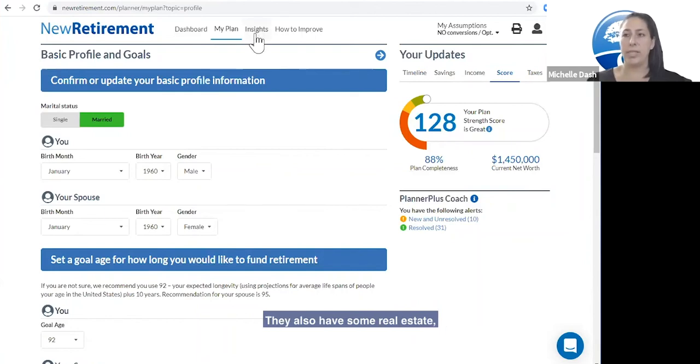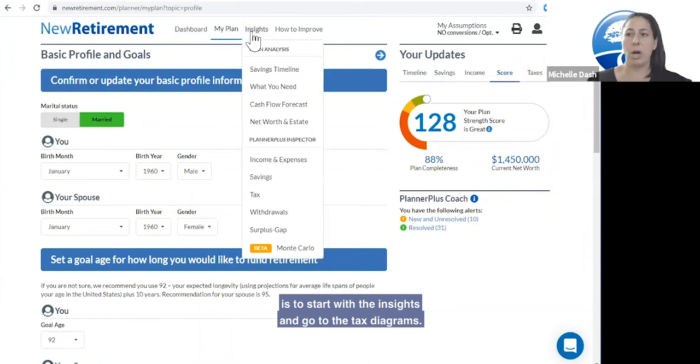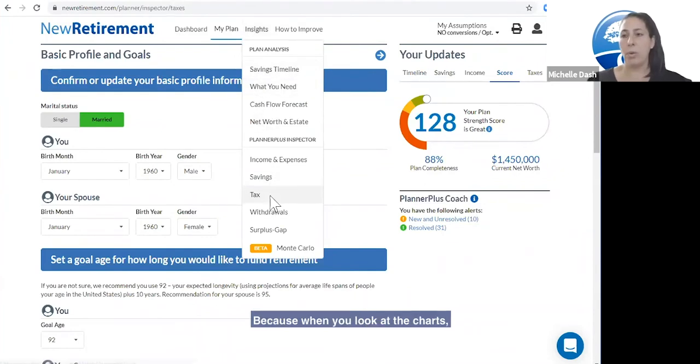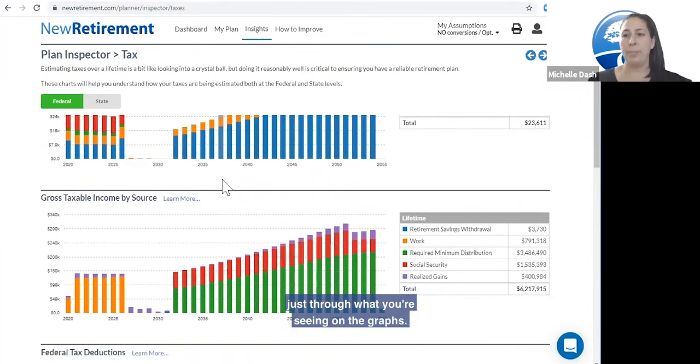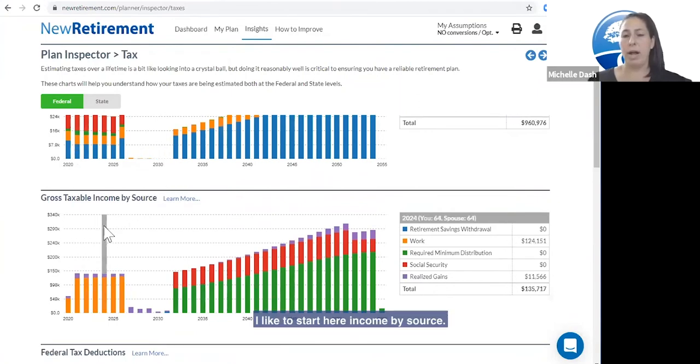They also have some real estate. But what I want to do to really show you where to go to look for the tax implications is to start with the insights and go to the tax diagrams, because when you look at the charts, they really tell the story just through what you're seeing on the graphs. I like to start here, income by source. This is the second chart on the tax page.